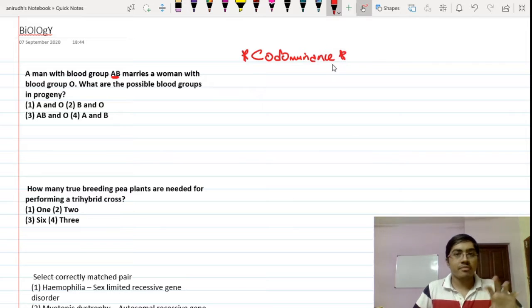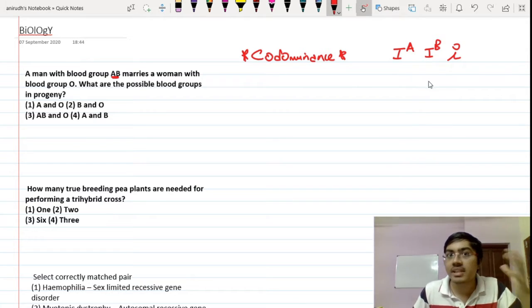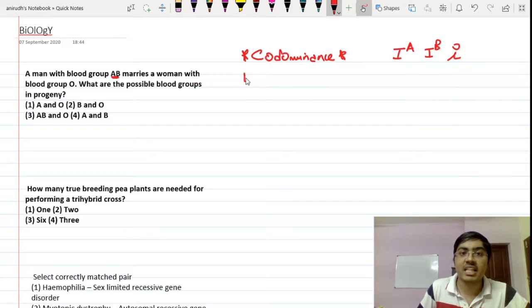Now, one of the very important features about blood group antigens is that they are coded by multiple alleles of the same gene. The alleles are IA, IB and small i. So you have three alleles here, which is more than 2. This is called multiple allelism.